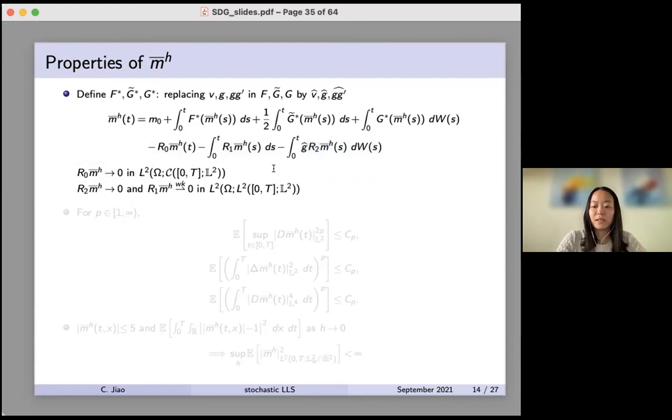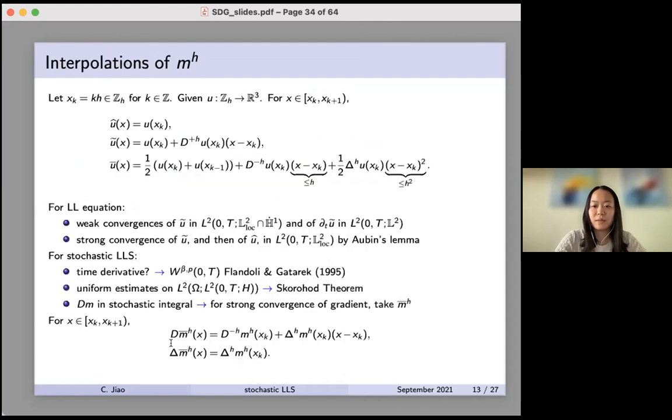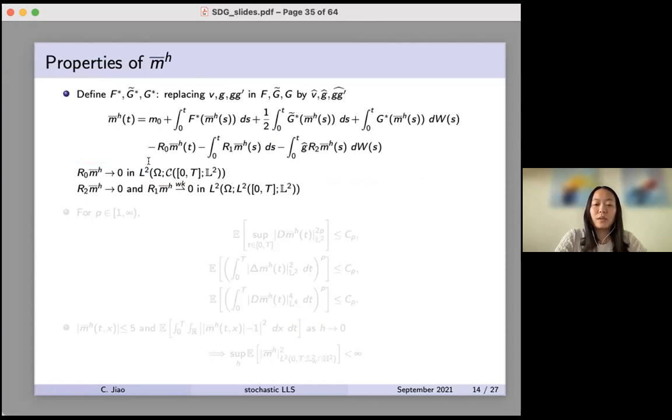So if we go back to check the derivative of m bar, we see that there is a Laplacian times x minus xk term. So although R2 still converges to 0 strongly, it converges under a time integral. R1 contains differences between the two types of interpolations all the way from 0th order to 2nd order. So it only converges to 0 weakly.